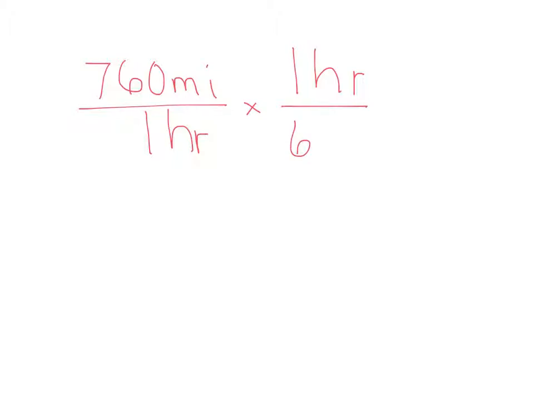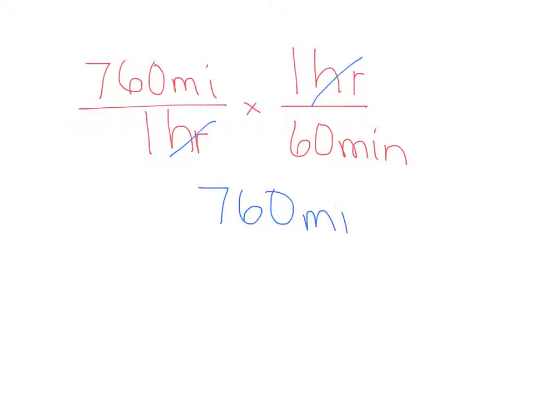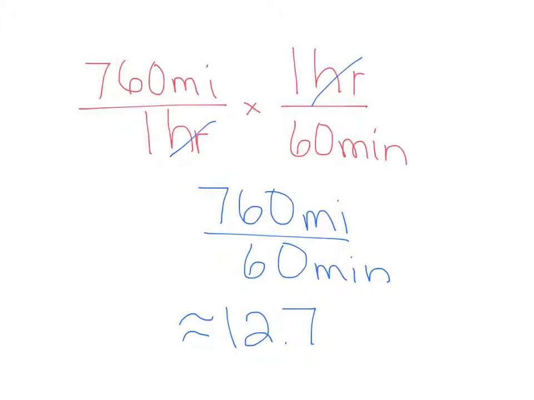So now you take your 760 miles per 1 hour, and you're going to multiply that by your 1 hour in 60 minutes. Just like before, the hours cancel out, leaving you with 760 miles over 60 minutes. So if you divide 760 by 60, you get approximately 12.7 miles per minute.